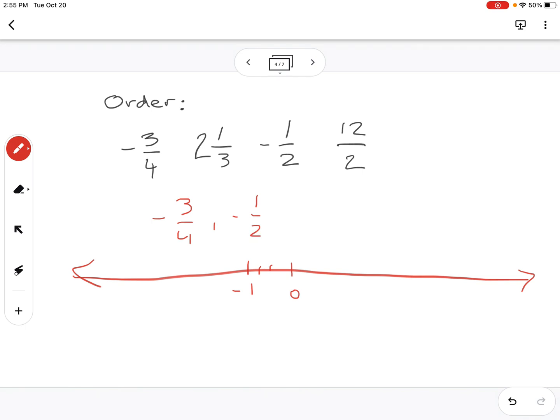And then we have these other values, 2 1/3 and 12 halves. So 2 1/3 is a mixed number. If we were going to put that on the number line, we'd find it here, 1, 2, here's 3. 2 1/3 would be right about there. And from there, we have to compare that to 12 halves. Well, if we simplify 12 halves, that's just a division problem. 12 divided by 2 equals 6. So we know that 6 would be way up here, and that's going to be our greatest value. So our next one here would be 2 1/3, and then 6. Let's see what the next one is.